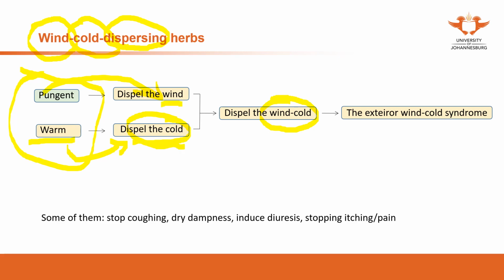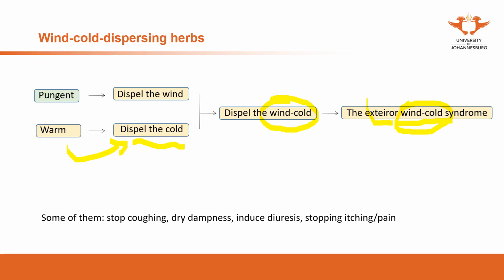And these herbs can be used to relieve the exterior wind syndrome due to wind cold. Most of them are pungent and warm. Apart from these common characteristics, some of them have the function of stopping coughing, drying dampness, inducing diuresis, stopping itching or stopping pain. So there are some of them, but most of them can dispel wind cold.